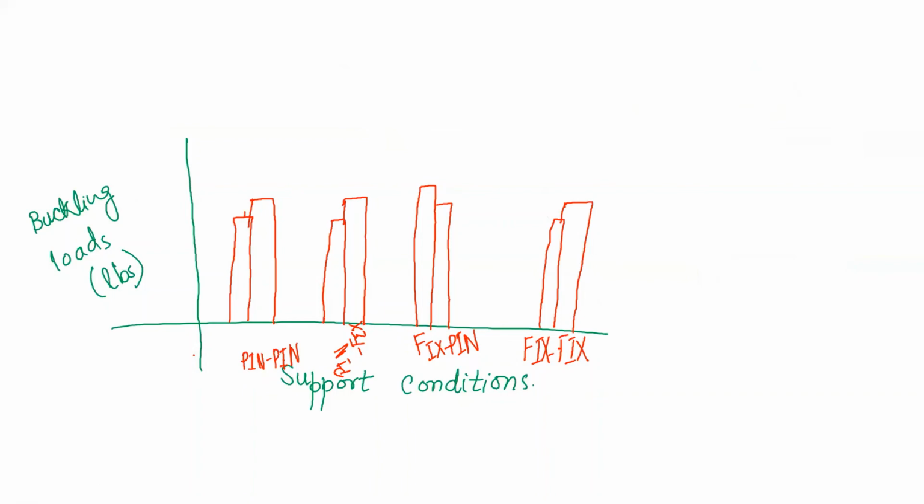How can you perform this? How can you make this graph? After doing this, you will get an idea of the difference between the applied load in LBS and the buckling load you are calculating with the formula, and you will understand it.